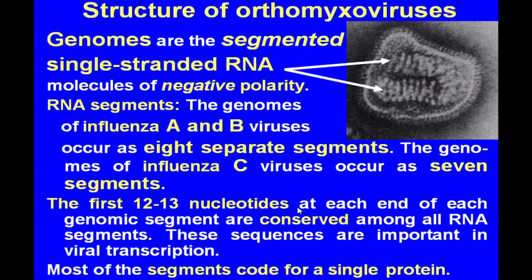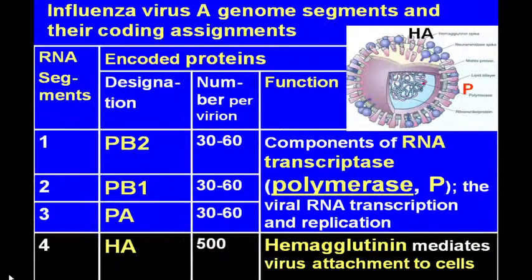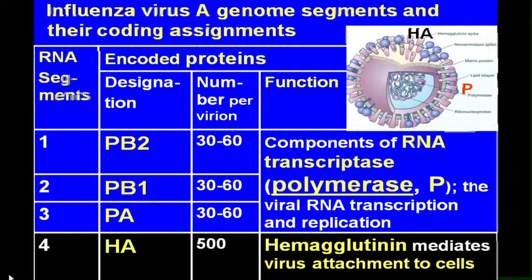Each segment codes for translation into a single protein, but it is possible that one gene segment may give rise to 2 proteins. The process that underlies this is called splicing or modification of the RNA. So you can see here a table of the viral segments and proteins that are encoded by these viral segments.